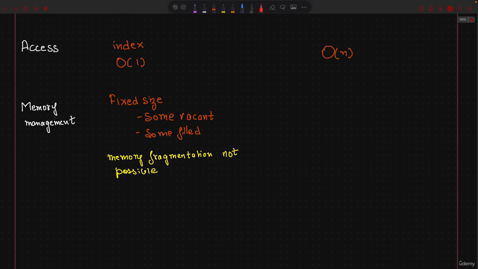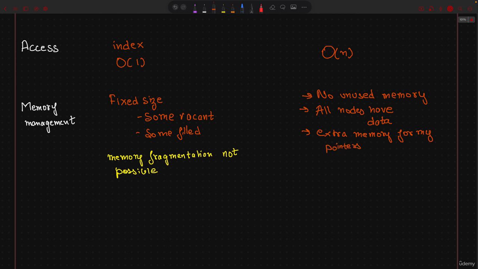On the other hand, in my linked list, memory fragmentation is possible. So what happened here is no unused memory, right? No unused memory. That was the whole idea. All nodes have data, right? We don't have any concept of vacant nodes in linked list. All nodes have data. And one more thing I would like to add here, we do use some extra memory for my pointers, right? So we use some extra memory for my pointers. Great, everyone. So I can write that memory fragmentation possible, right?